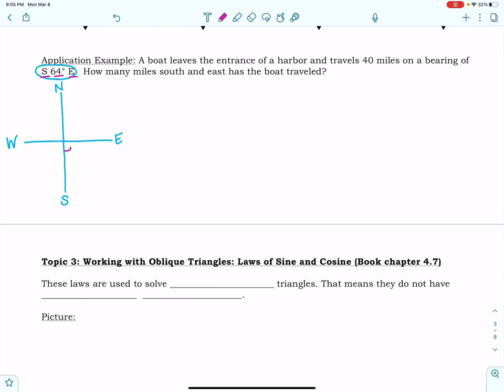So 64 degrees east. I started south and I moved 64 degrees in the eastward direction. In this situation, we are told that the boat leaves the entrance of the harbor and it travels 40 miles on that bearing. So that means that this right here measures 40 miles because it's traveling on that bearing for 40 miles.